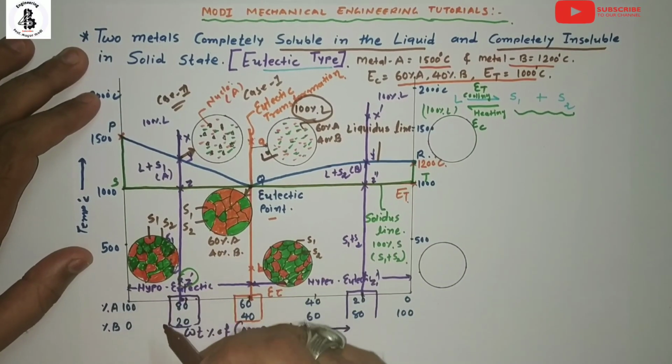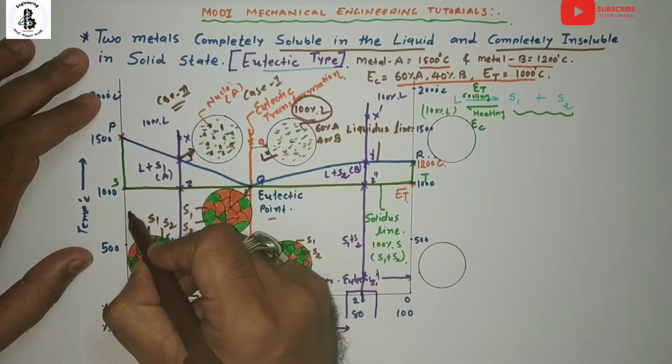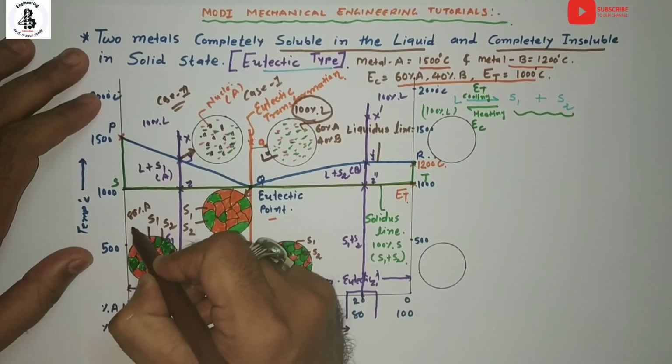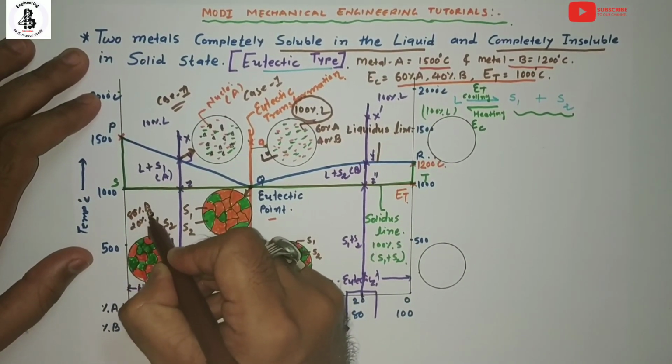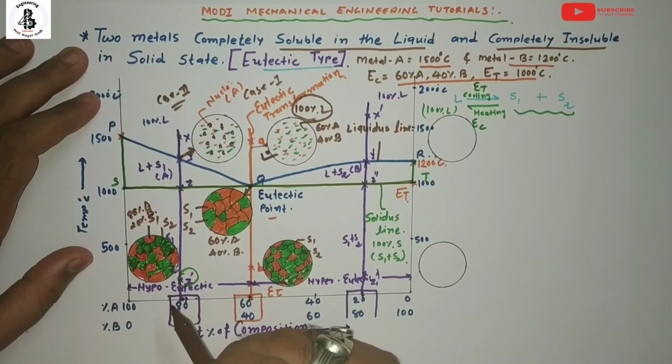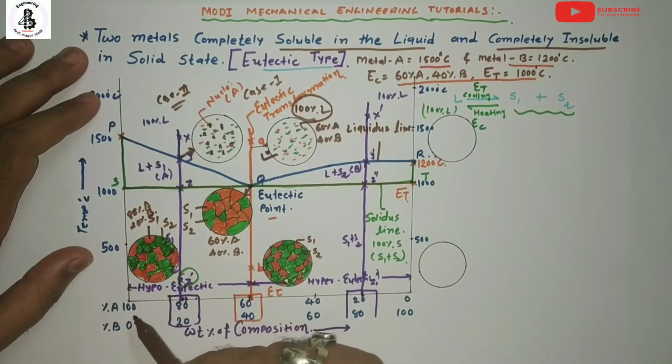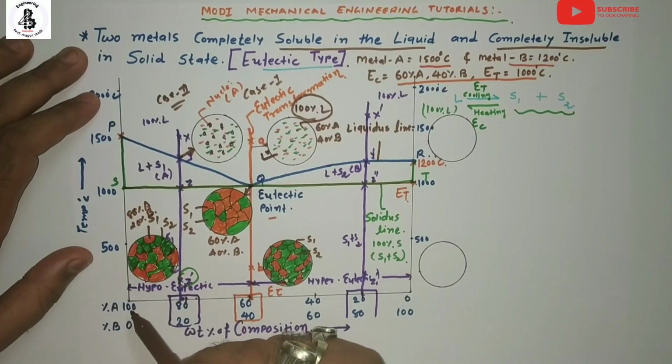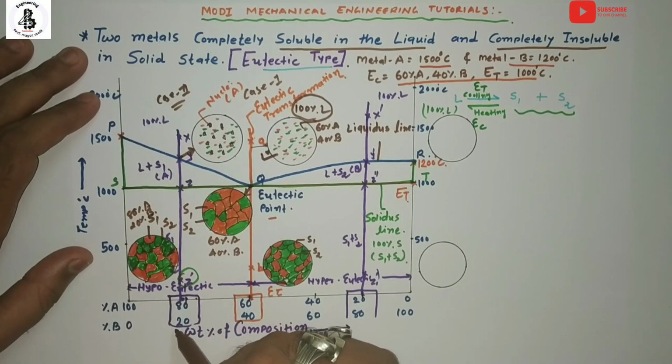So here the weight percentage is 80% of A and 20% of B. The majority will be the solid phase from metal A, which is represented as S1, and only 20% is S2, because that is the 20% of metal B.